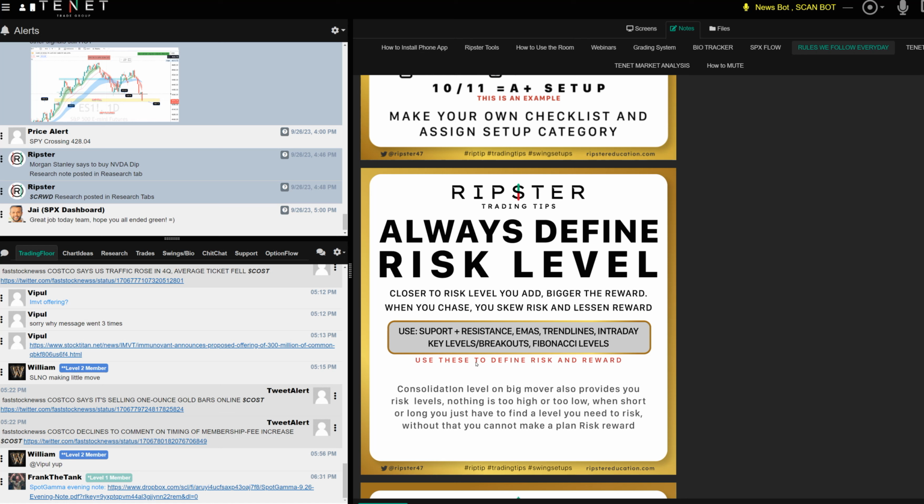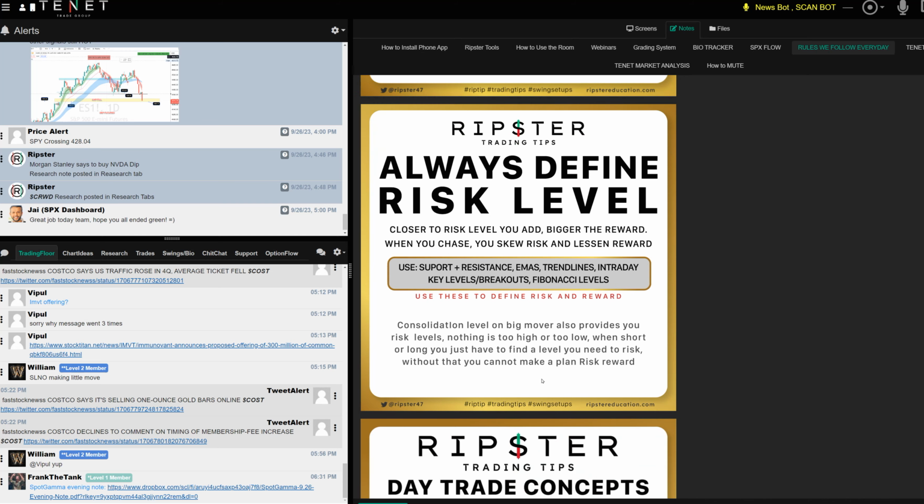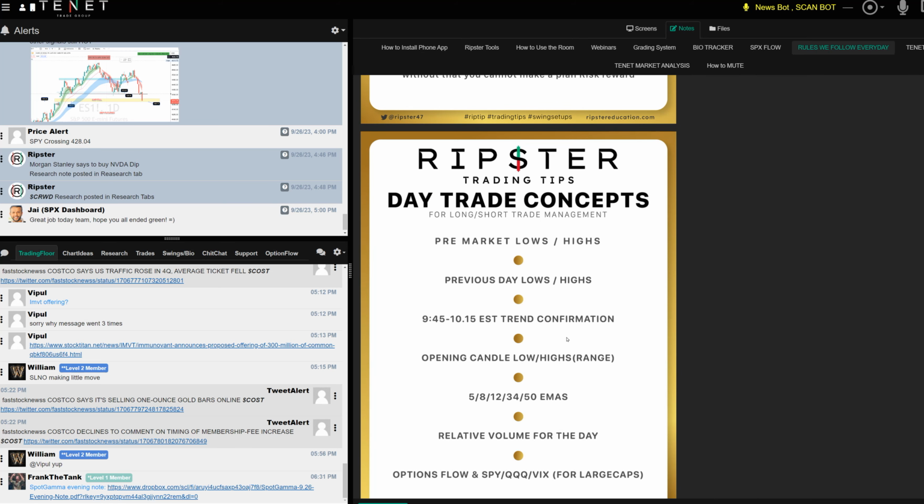We use support resistance levels, previous day lows, previous day highs, yesterday lows, yesterday highs, pre-market lows, pre-market highs. Those are the levels we use. We just have very fixed concepts that we trade every day. I already talked about the previous day and pre-market. Then we have our 9:45, 10 a.m. trend confirmation concept that I teach every time. I've shown it in previous videos as well. Go look at those videos.